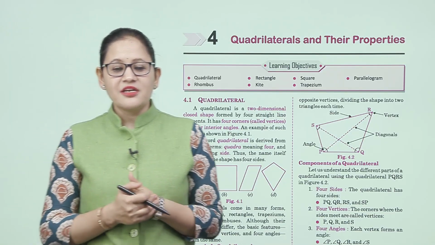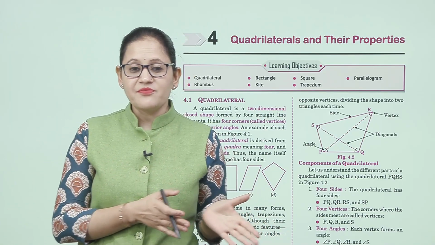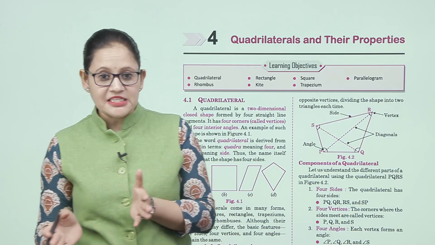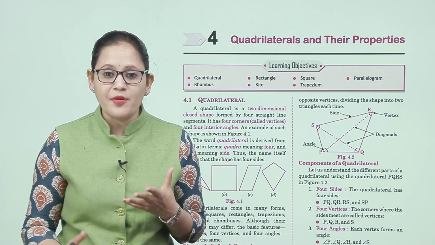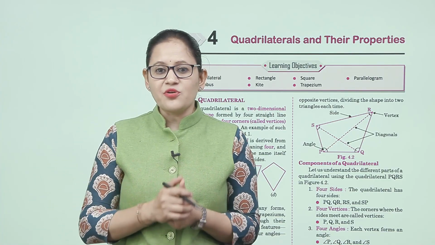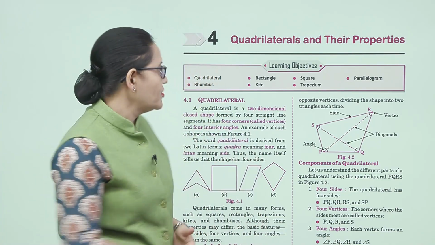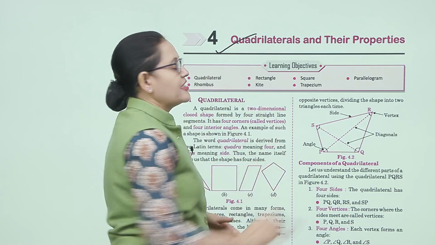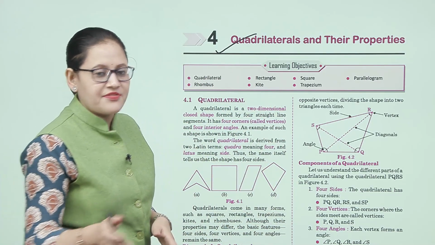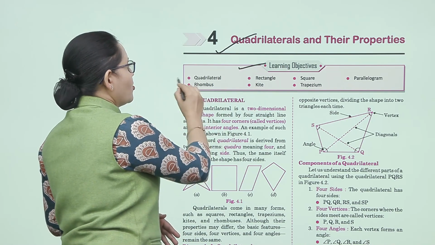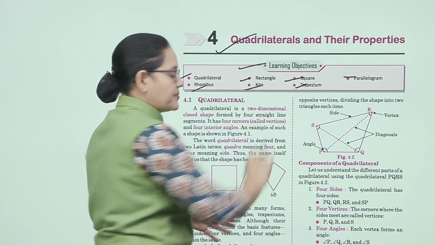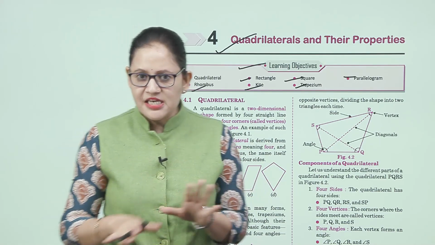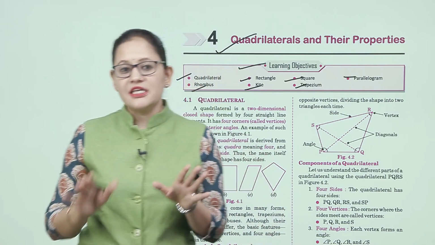So students, we have learned about shapes. We have learned about 2D shapes and 3D shapes. In this chapter, we are going to learn about different shapes and their properties. Let's start with quadrilaterals and their properties. Our learning objectives in this chapter are quadrilateral, rectangle, square, parallelogram, rhombus, kite and trapezium. We are going to learn about all these shapes in this chapter.